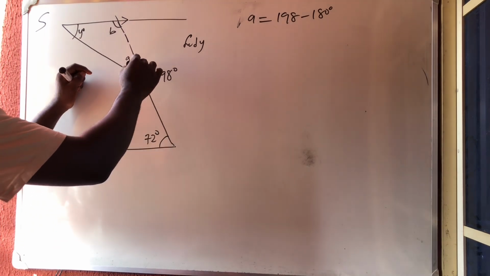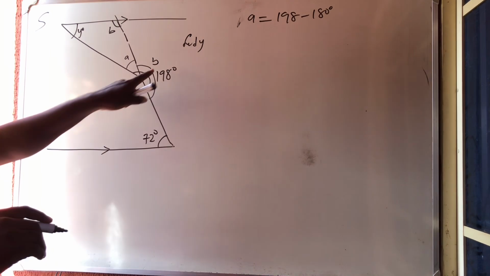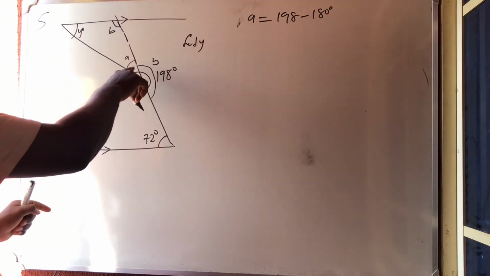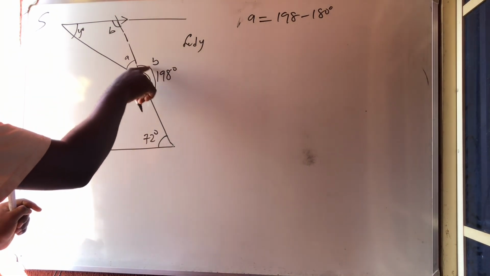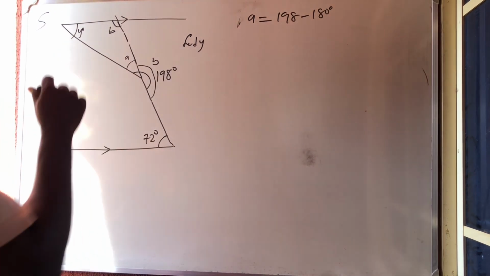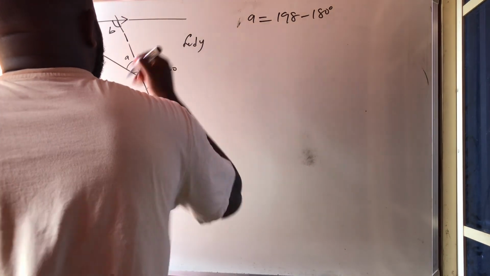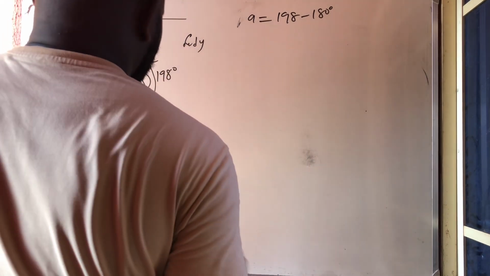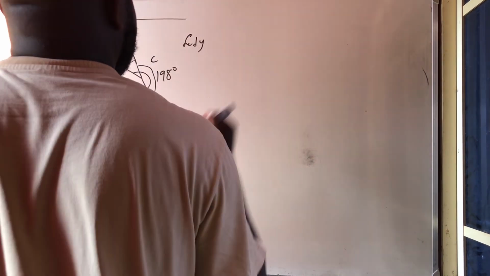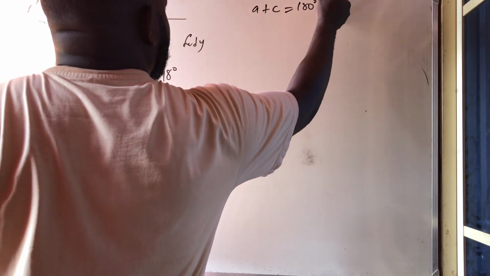Look at that now. From here to here, let me call here B. Do you know that this B is 180 degrees? Because it's forming half of a circle, and half of a circle is 180. So this B plus A is equal to 180. Let me call it C, since I've called this place B. Do you know that A plus C is equal to 180 degrees?